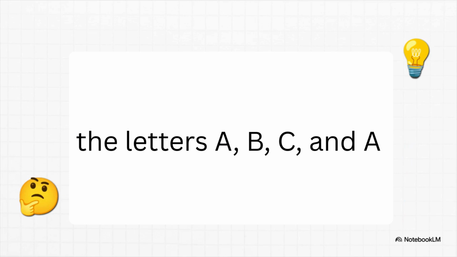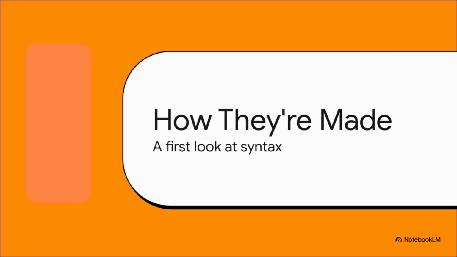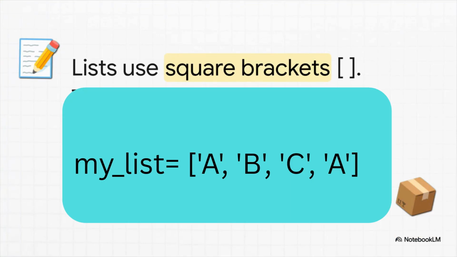Okay, let's just dive right in with a little experiment. We're going to start with the same 4 letters, A, B, C, and then another A. How you actually type them out. First up, the list. The source shows us it's made with these super common square brackets. And just take a look at the contents. We've got A, B, C, and then another A. Pretty standard stuff. This is probably the one you see all the time.